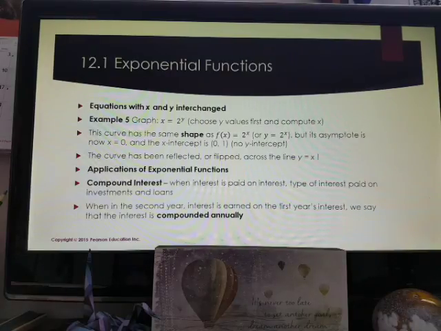Like we say here in the notes, basically it has the same shape, but its asymptote is now x equals 0, and the x-intercept is at (1, 0). There's no y-intercept, just as there was no x-intercept in the original graph.